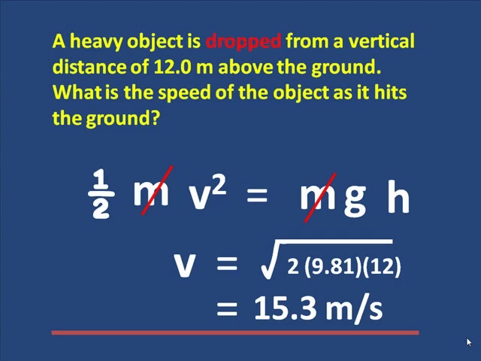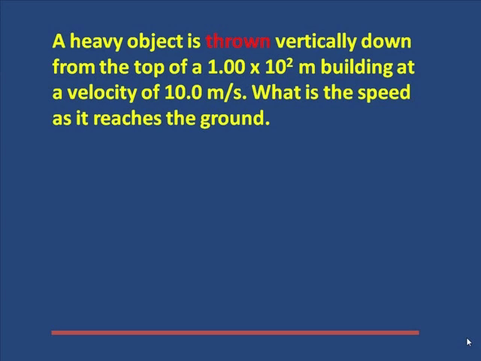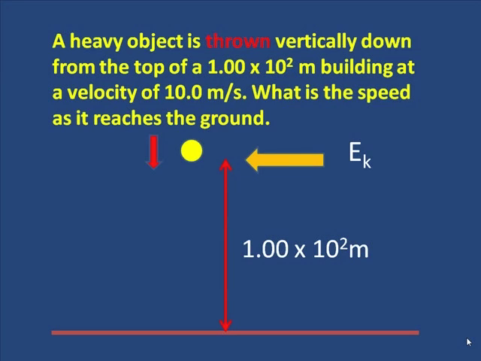Try this problem again on your own. Talk through it. Now, this time an object is thrown vertically downwards. And so it's 100 meters high from a building there. And the velocity is 10 meters per second that it's dropped at, or thrown at.